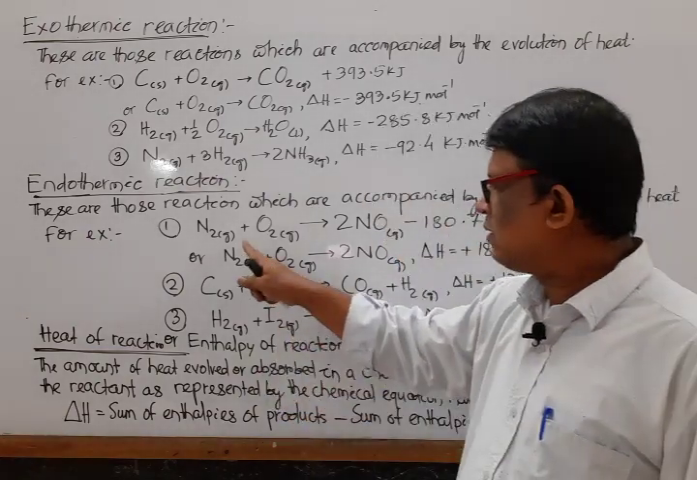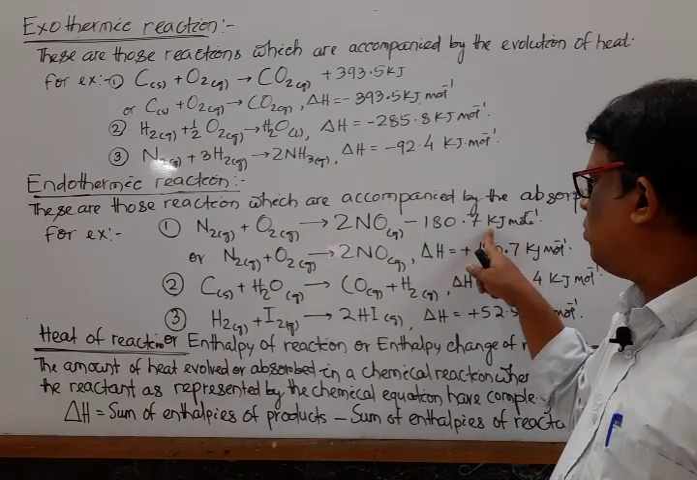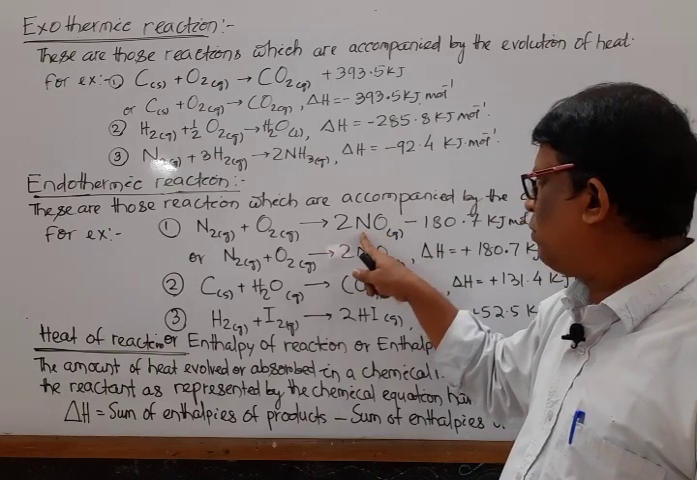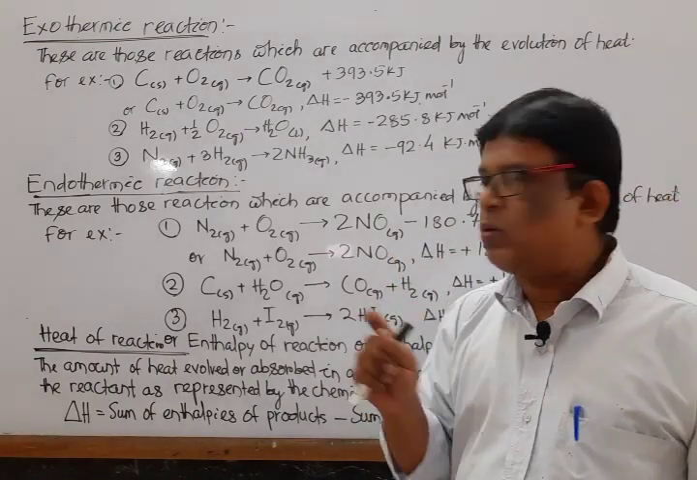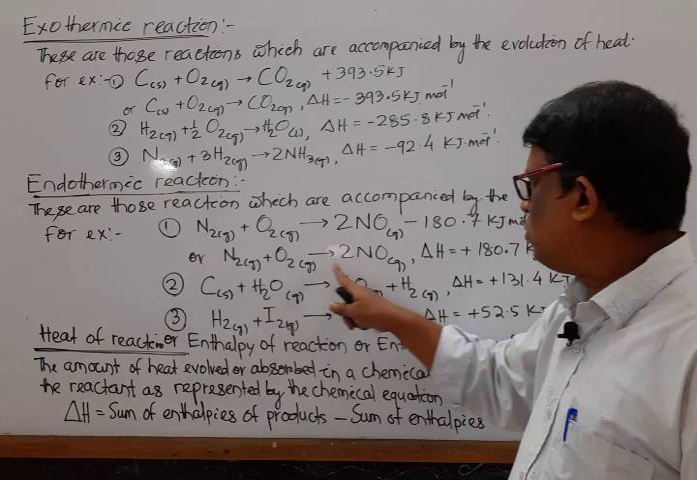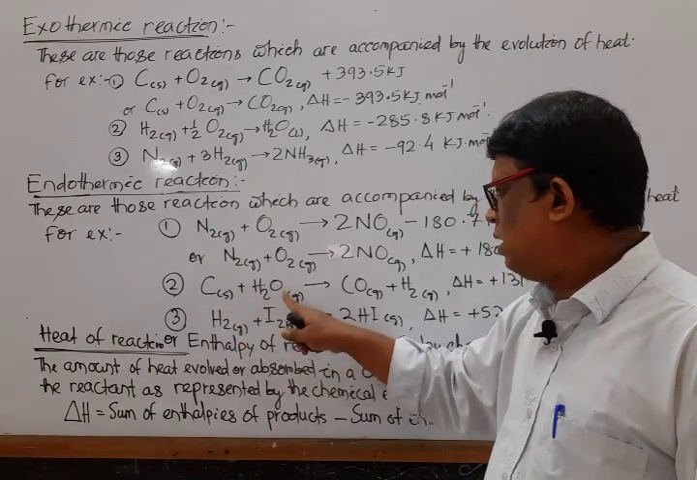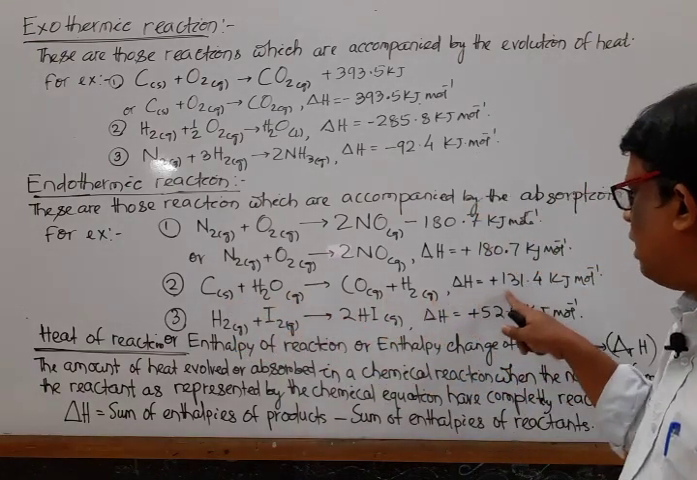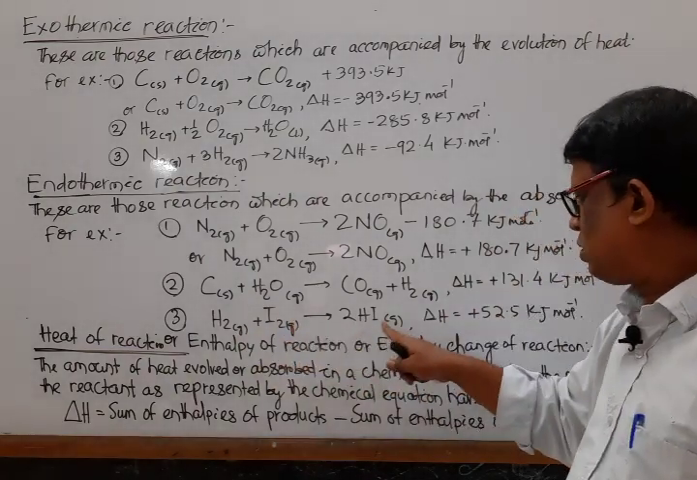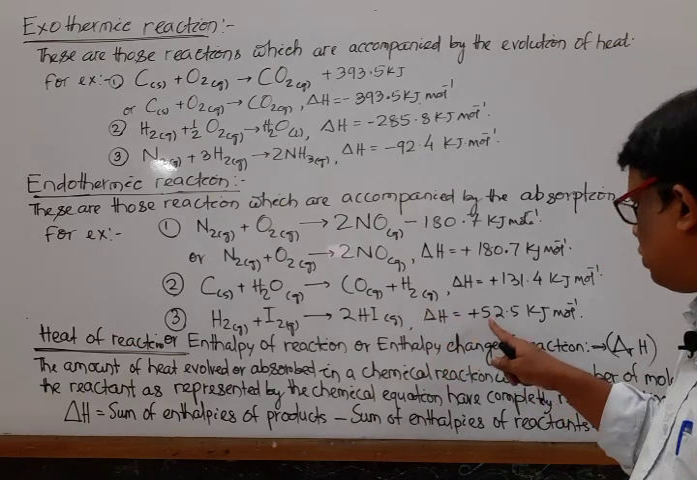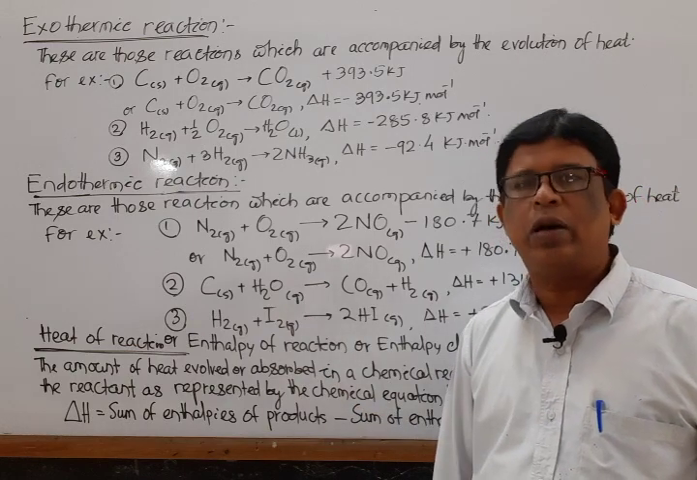Mark that. N2 plus O2 give rise to 2NO, plus 180.7 kilojoule per mole, indicating that during the formation of the product, this amount of energy in the form of heat is absorbed. This equation may also be represented as N2 plus O2 give rise to 2NO, comma, del H is positive. Another equation, carbon C plus H2O give rise to CO plus H2, del H is positive 131.4 kilojoule per mole. H2 plus I2 give rise to 2HI, comma, del H is equal to positive 52.5 kilojoule per mole. These are some experimental facts we have to remember.